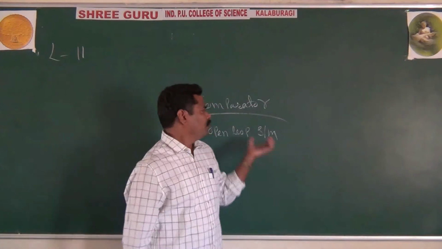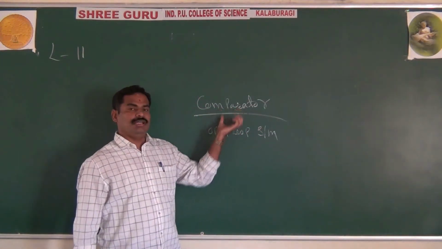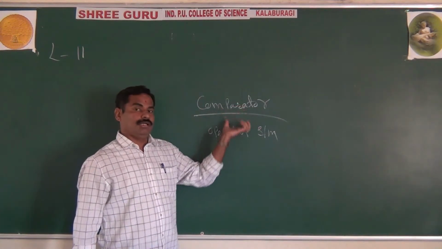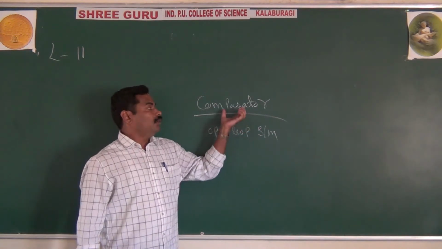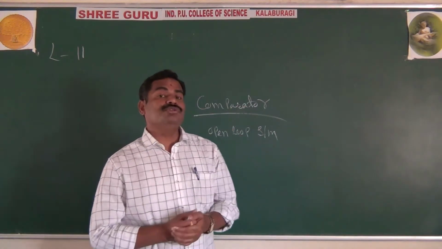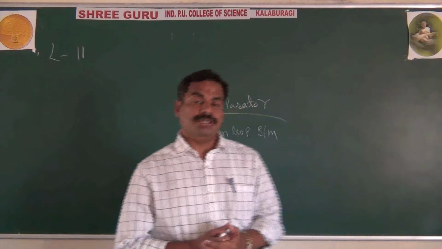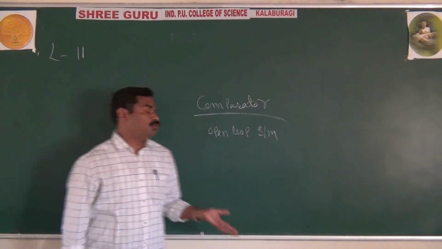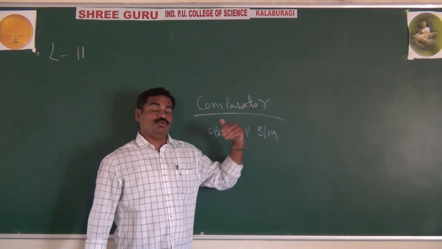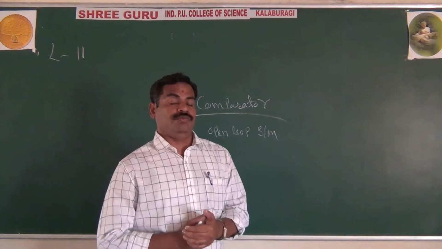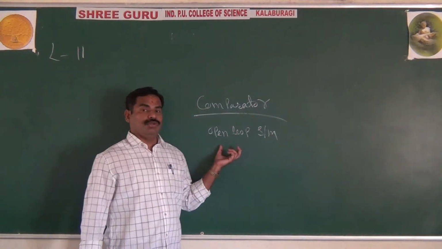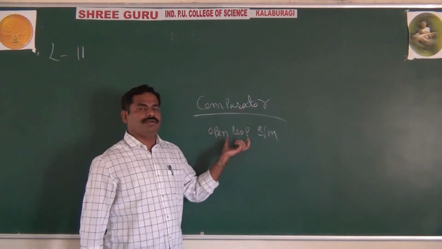Once again I repeat, the comparator is basically an open loop configuration or open loop system. It means in the comparator you are not using any feedback. The comparator is nothing but a circuit or device that will compare the two input signals and give the output. The output indicates which of the two inputs is larger in magnitude, which input is maximum as compared to the other. That is the simple way of understanding the comparator.